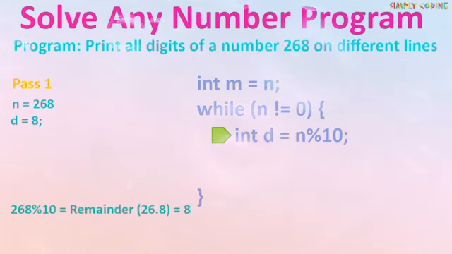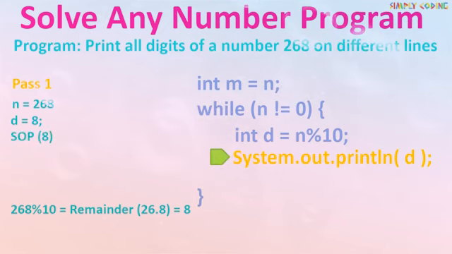How do we do it? We use the remainder operator with 10. What does this do? It divides the number with 10 and gives us the remainder. And what is the remainder? It is the last digit of the number. So now we have the last digit in variable d. Now in the question, we are asked to print this digit, so we will write system.out.println statement to print it.